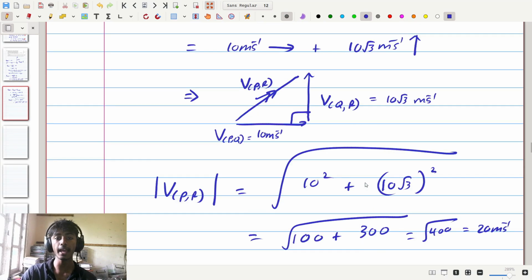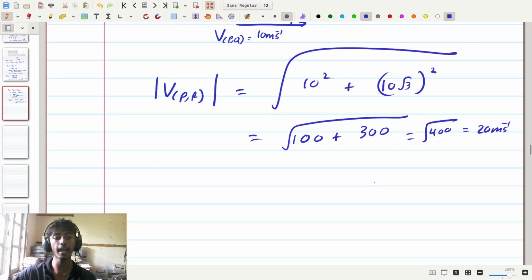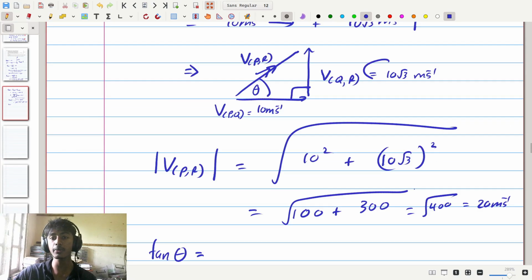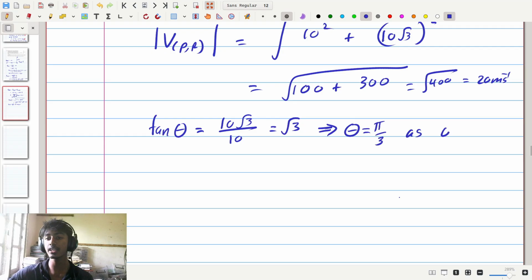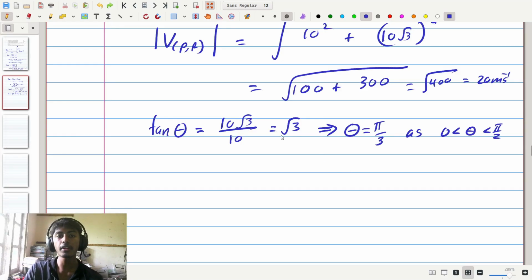Now similarly, if we find the angle here, we can either find this angle or this angle, but I'd rather find this angle. And this angle, let's say theta, is going to be such that the tangent of theta is equal to the opposite, which is 10 root 3, divided by the adjacent, which is 10. So we have 10 root 3 divided by 10, which is equal to root 3. And from this we get theta being equal to 60 degrees or pi by 3 radians, as theta is in between 0 and 90 degrees.